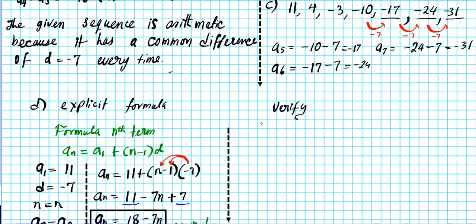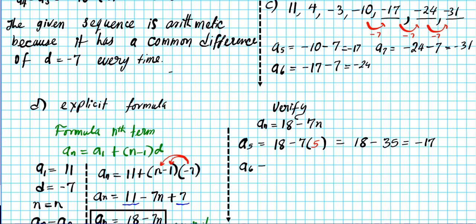So let's rewrite the formula here. An equals 18 minus 7n. That's what we're trying to verify. For A5, we have 18 minus 7 times n, which is 5 in this case. Let's simplify this. We have 18 minus 7 times 5, which is 35. And then when you subtract these two, you get negative 17.